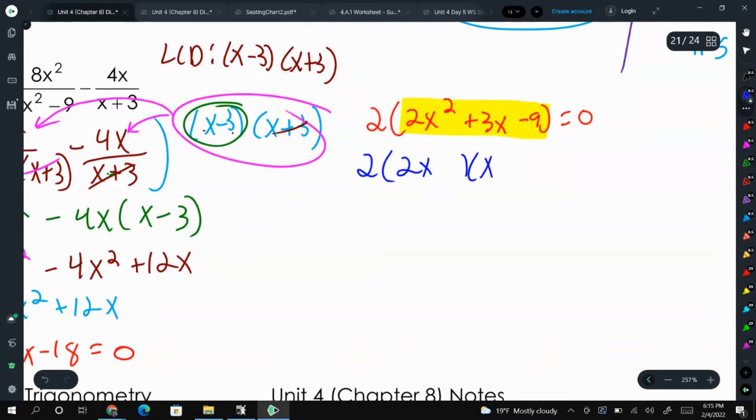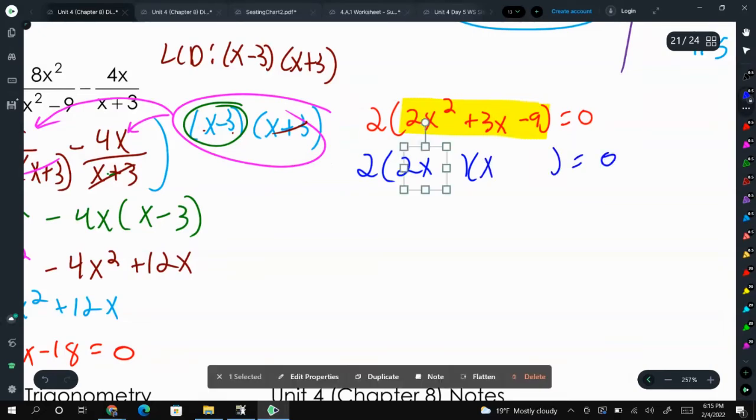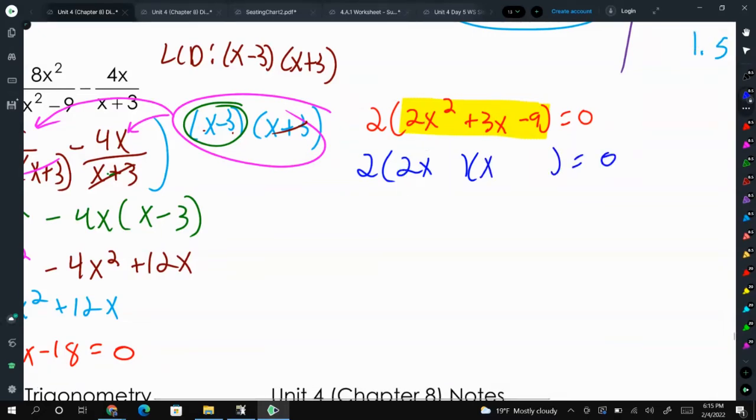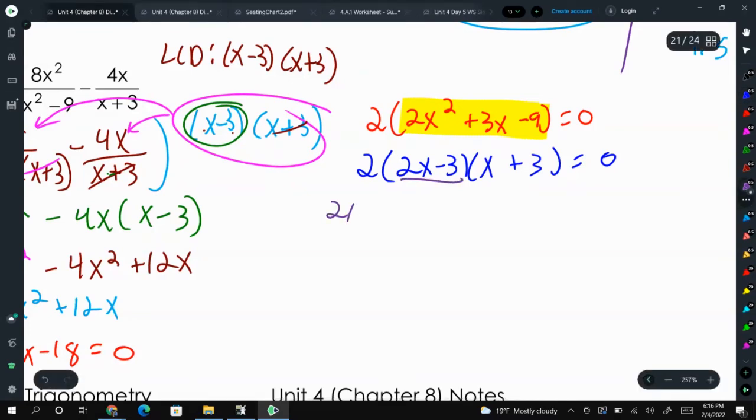So I know that my parentheses have to look like this. Because my c value is negative 9, I know that the numbers that go here have to be 3 or 3, or 1 and 9. Some could be positive, some could be negative. So this is actually going to be minus 3 and plus 3. And you could FOIL that in your head to make sure those are the correct answers. So 2x minus 3 equals 0.